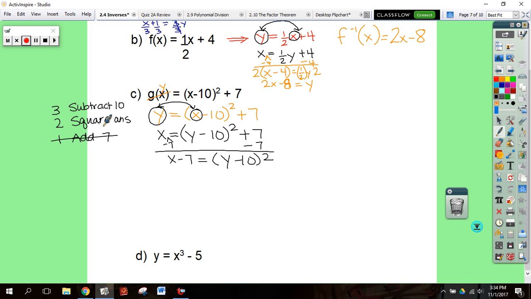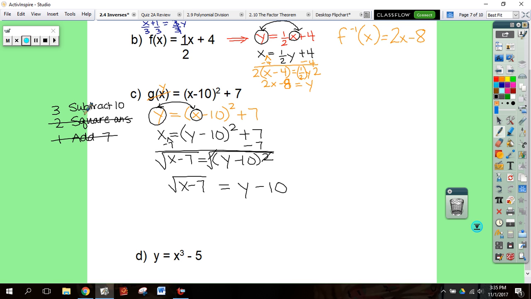My second step would be to undo squaring something. So in order to undo squaring, I have to take the square root of both sides. So my square root and my square cancel each other out, so I have the square root of x minus 7 is equal to y minus 10. And because I only have the y minus 10 on this side, I can get rid of my parentheses now. So I'm done with my second step.